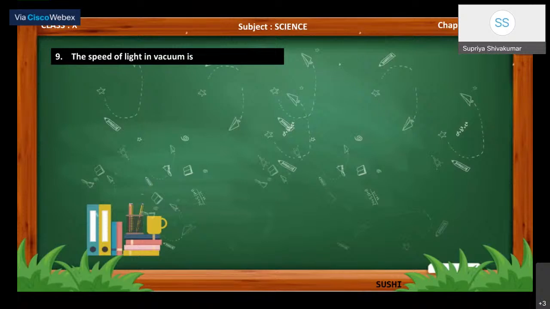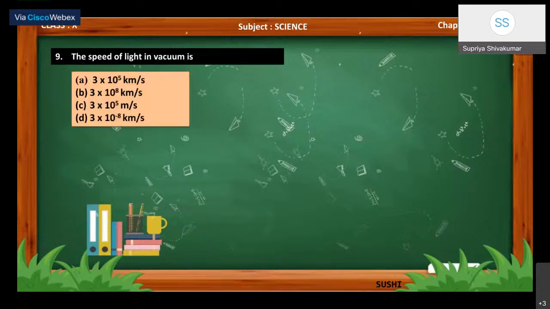3 lakh kilometers per second. 3 lakh, yes. So it is 3 into option. Can you see the option? It is option B, ma'am. Sorry students, please kindly observe option B.